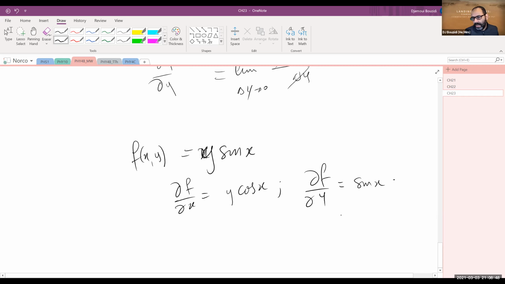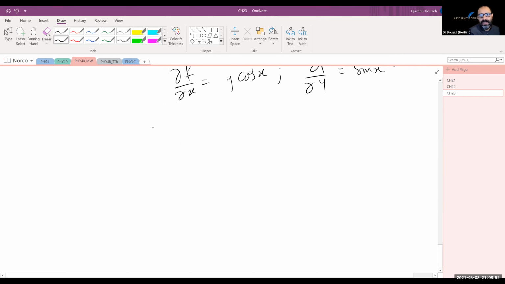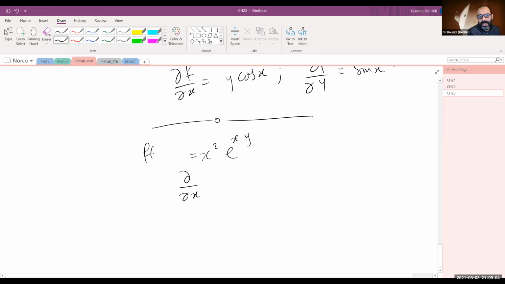As a discussion point, I want you guys to do this function, and you can think of any function you like. x squared e to the power xy. I want you to find the derivative with respect to x of this function. This is a function that depends on x and y. And I want you to also find the derivative with respect to y. So this should not be hard. So we want to find df with respect to x and df with respect to y.